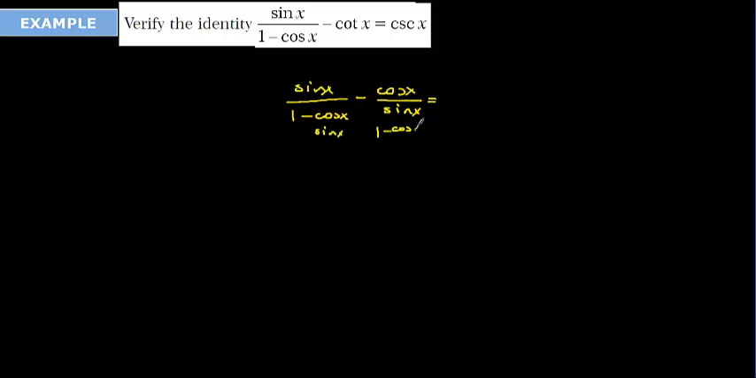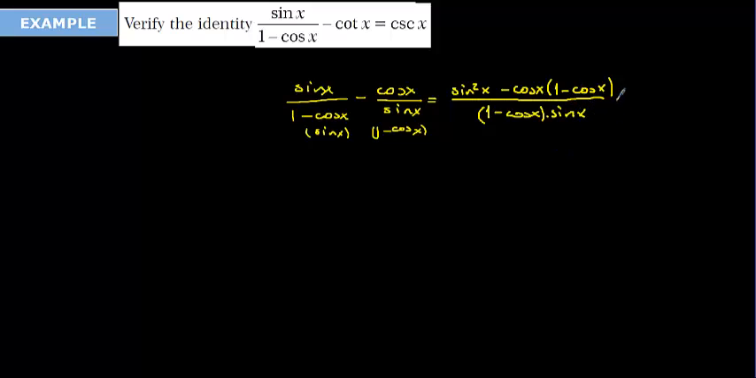We are going to cross-write the denominators here to get the same common denominator. Sin x times sin x is going to be equal to sine square x, and minus cosine x. Directly I'm not going to multiply, I'm going to write in brackets minus cosine x times 1 minus cosine x, all over 1 minus cosine x times sin x.